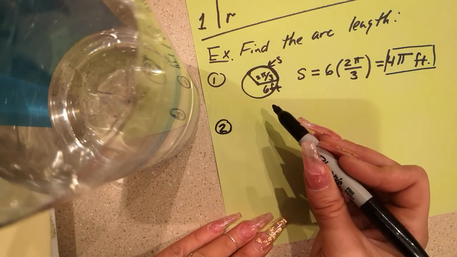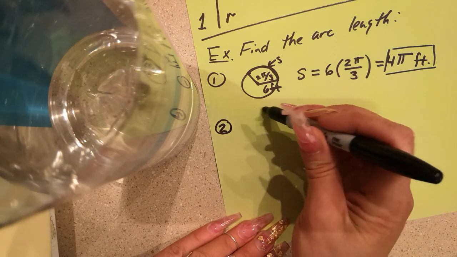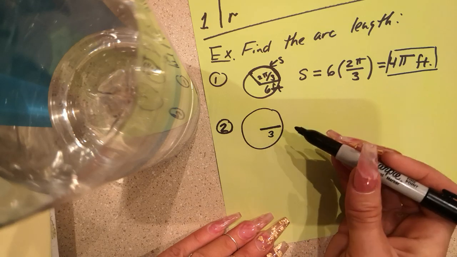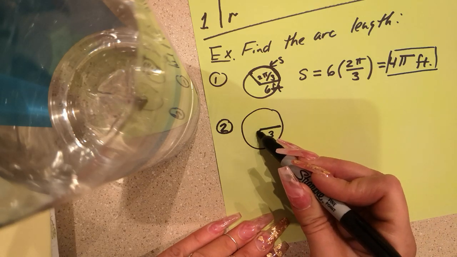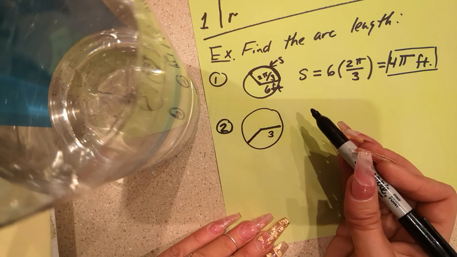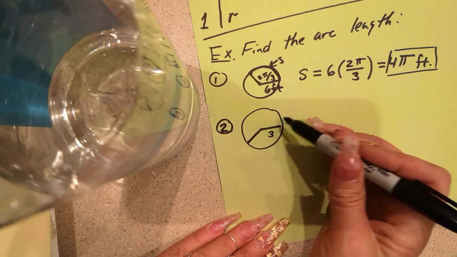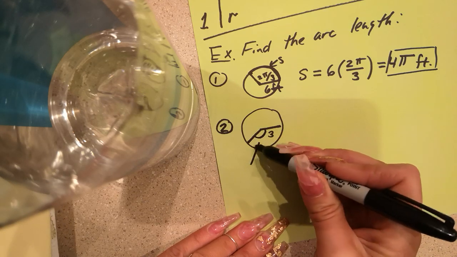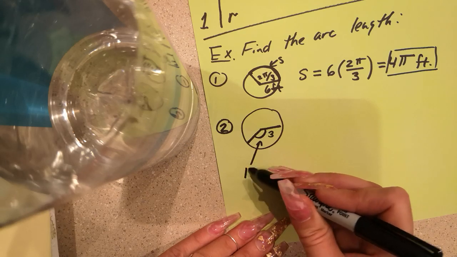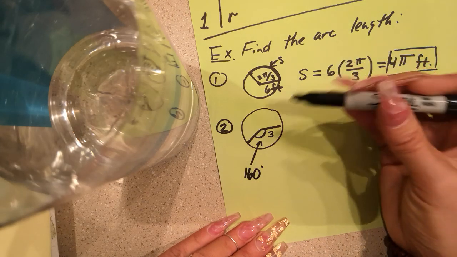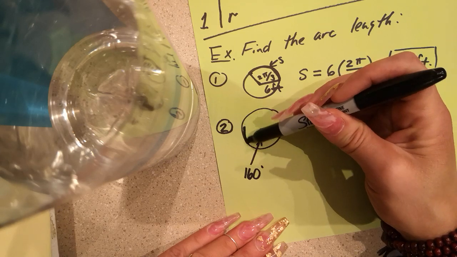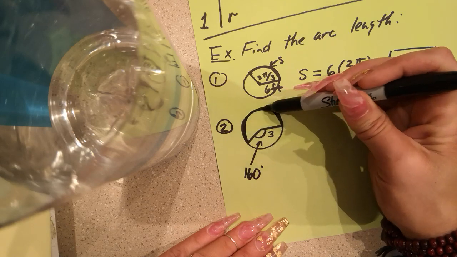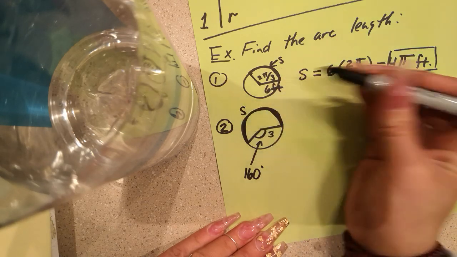Okay, so what if I had something like this? So here, my radius is 3. Let's see what else I know. This one tells me the radius is 3, and it tells me this angle here is 160 degrees. But this one has a catch. What we actually want to find in this case is the length of this arc here. This is the arc S.